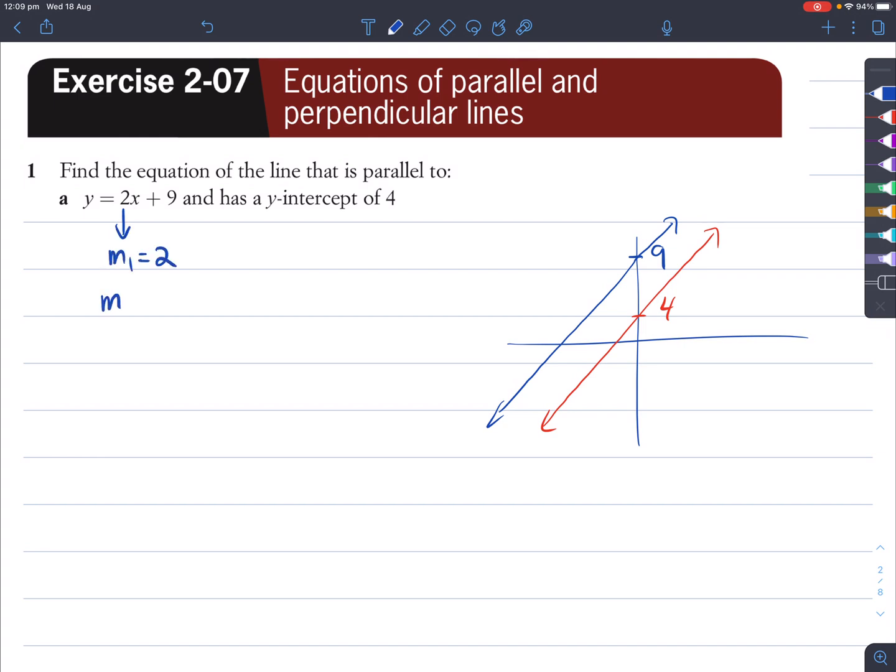So m2, which is the gradient of our red line that we're finding, is the same gradient as this line, which is the number 2. So we say it's 2 as well. But the red line has a y-intercept of 4, so we say the b value is 4. Now remember how we said y equals mx plus b. So now we found out the gradient is 2 and the b value is 4. So we can just replace those in, and our equation of the line will be y equals 2x plus 4. That's how you do part A.